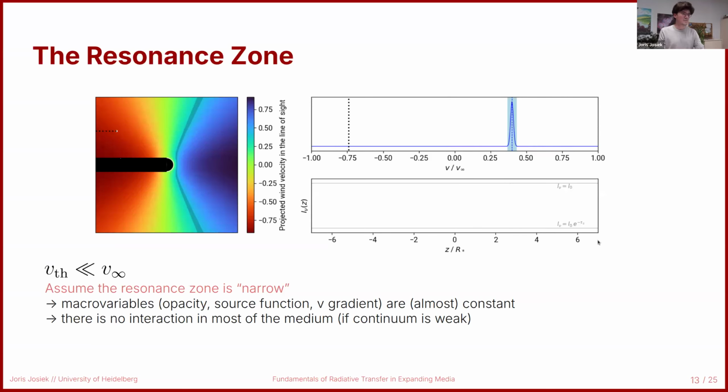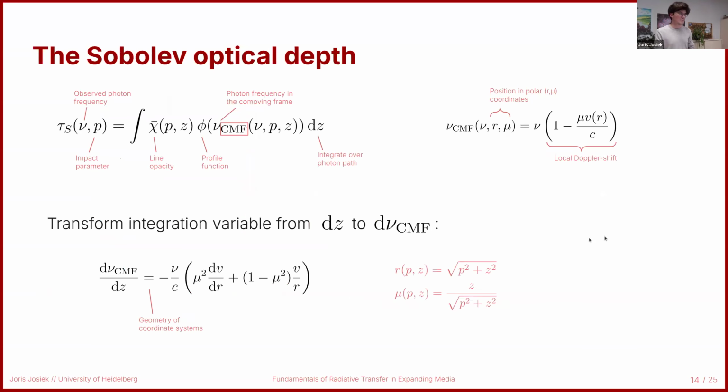Okay, so what is the Sobolev optical depth? Now there will be some equations, but hopefully I can walk you through them one by one in simple terms. As I introduced before, the Sobolev optical depth is an integral, or any optical depth is an integral over the opacity. And we've seen how the opacity can be split into a purely space position dependent component, which is just the total line opacity, and this comes from atomic data, multiplied by the so-called profile function.